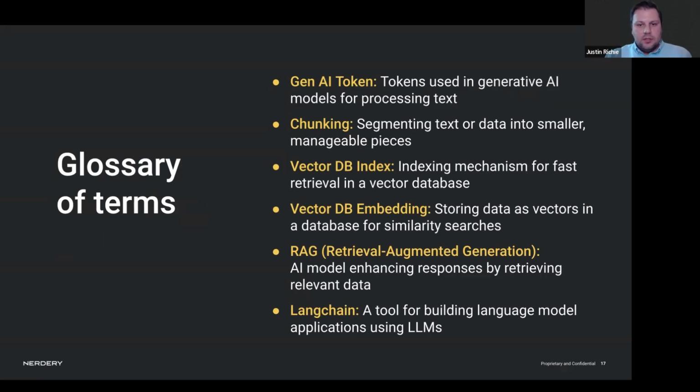As we think about tokens, they are essentially the lifeline of a lot of these aspects. They're used both for payment and consumption, as well as for how large something is. Tokens are kind of the red blood cells, if you want to think about it that way. Chunking is segmenting text or data into smaller manageable pieces that an embedding model can pick up. A vector database index is an indexing mechanism for fast retrieval in a vector database. Vector database embeddings are stored as vectors to provide that similarity search.